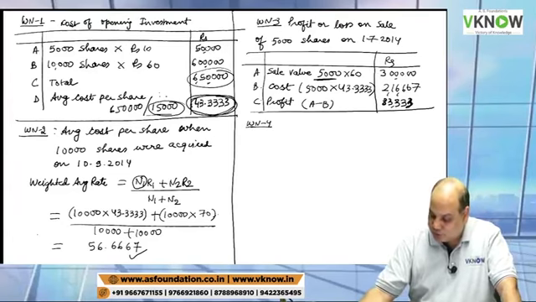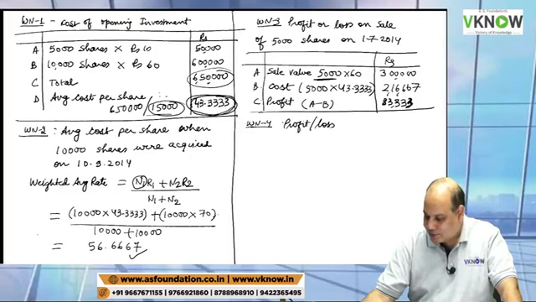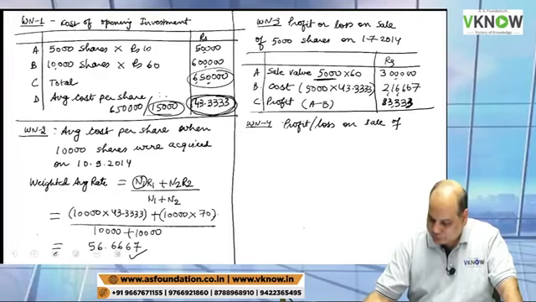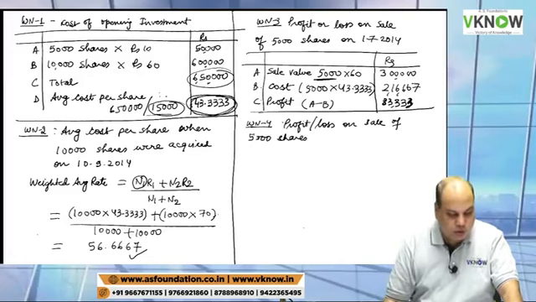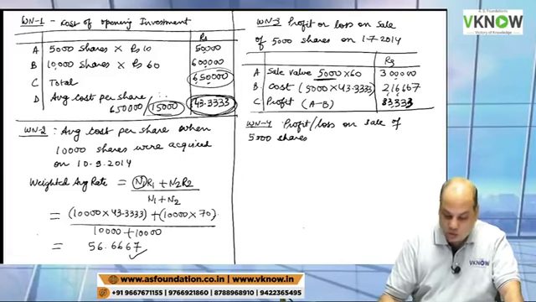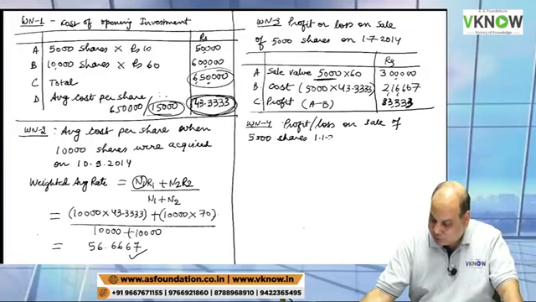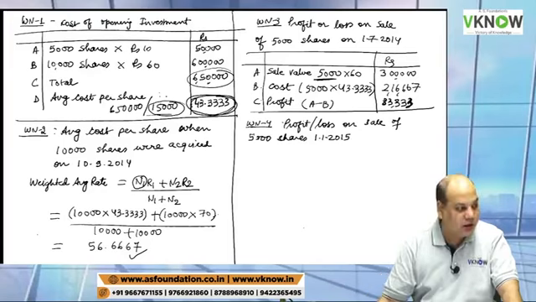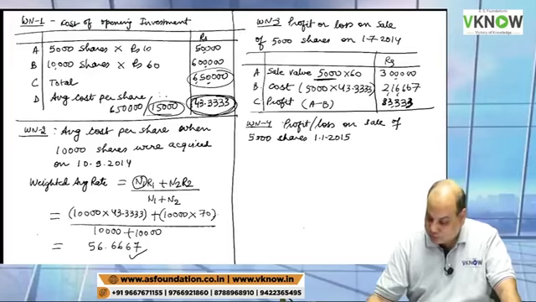Working note 4. One more question. Profit or loss on sale of another 5,000 shares. One more lot was sold on 1/1/15. Last three lines of the question.